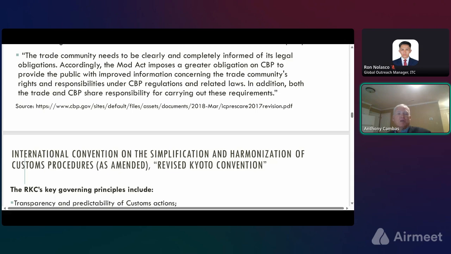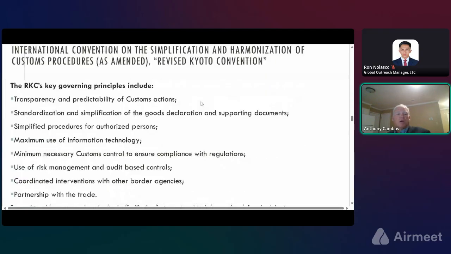It said the trade community needs to be clearly and completely informed of its legal obligations. According to the MOD Act, the legislation that implemented NAFTA, it imposed greater obligation on customs to provide the public and the trade community improved information on both their rights and responsibilities. So, getting the information out there and expecting companies to comply.